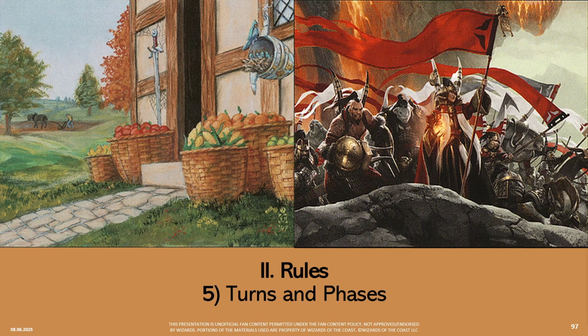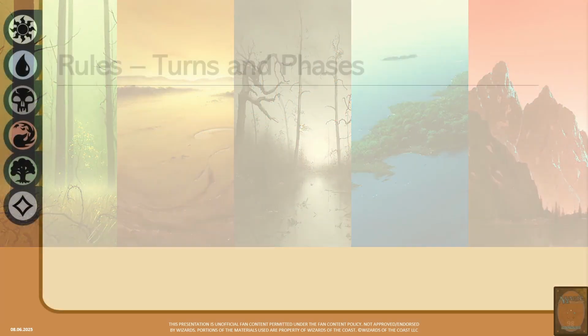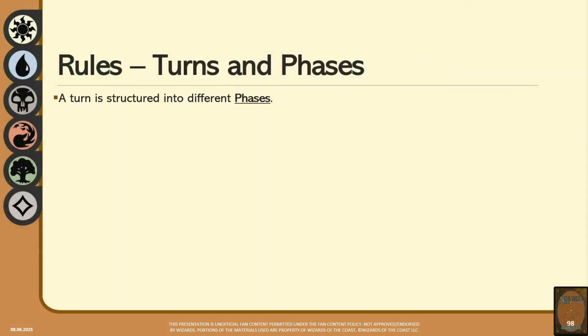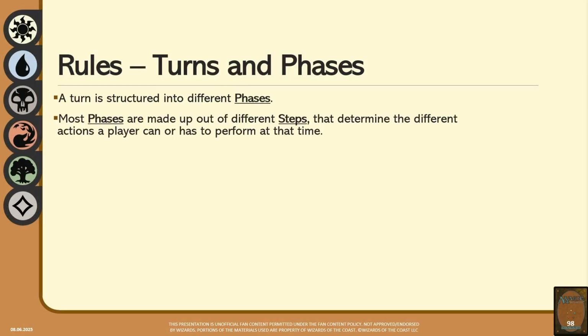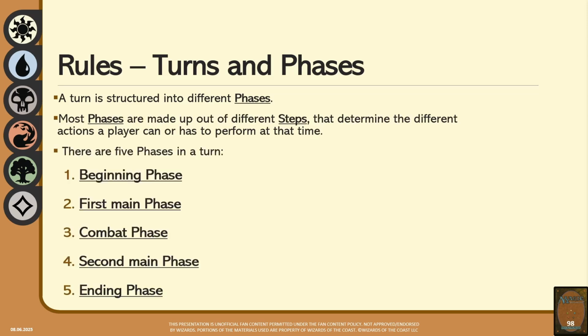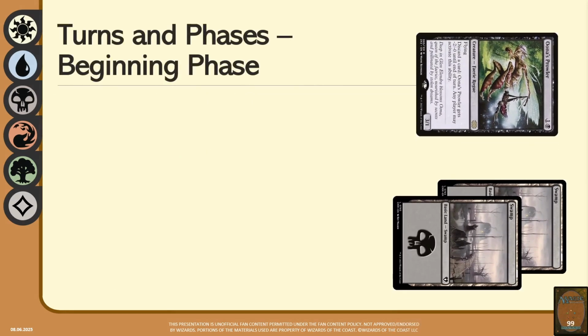After we learned how to read a card and where to put them, we get to the time structure and when to put our cards anywhere, in turns and phases. A turn is structured into different phases. Most phases are made up of different steps that determine the different actions a player can or has to perform at that time. There are 5 phases in a turn: beginning phase, main phase, combat phase, second main phase, and ending phase. The beginning phase is the first phase in a turn.